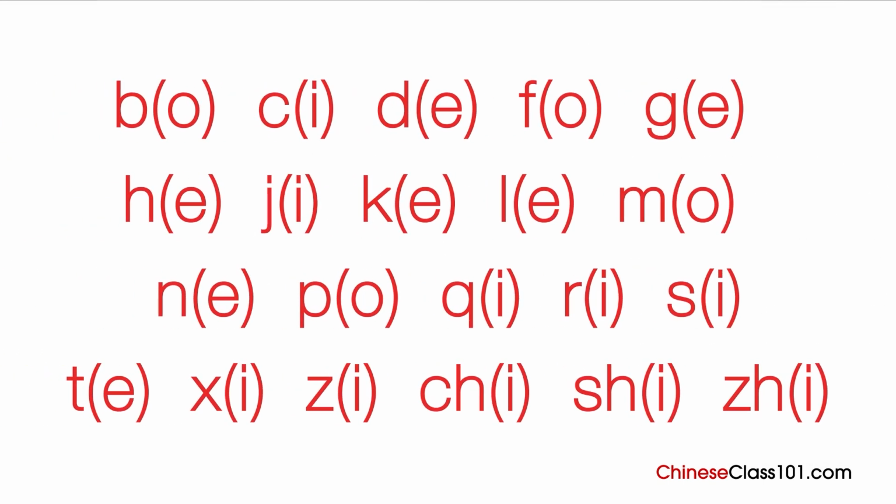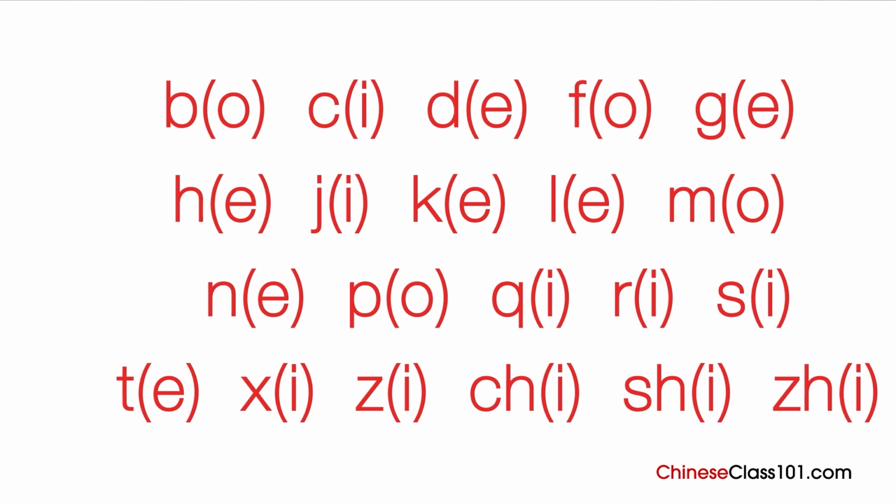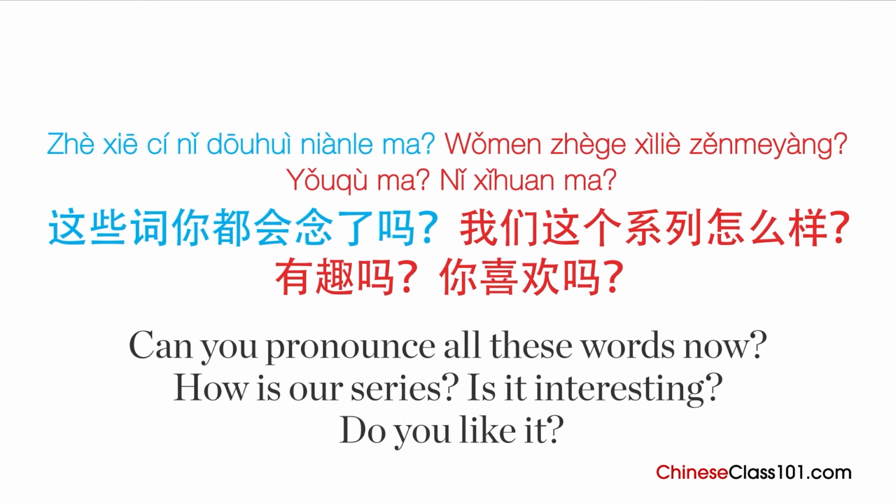So Chinese may pronounce all the initials as bo, ci, de, fo, ge, he, ji, ke, le, mo, ne, po, qi, ri, si, te, xi, zi, chi, shi, zhi。这些词你都会念了吗？我们这个系列怎么样？有趣吗？你喜欢吗？ Can you pronounce all these words now?